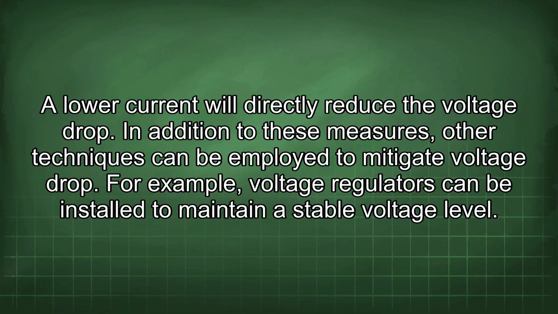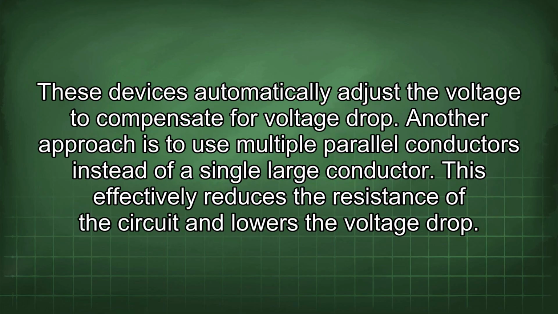In addition to these measures, other techniques can be employed to mitigate voltage drop. For example, voltage regulators can be installed to maintain a stable voltage level. These devices automatically adjust the voltage to compensate for voltage drop. Another approach is to use multiple parallel conductors instead of a single large conductor. This effectively reduces the resistance of the circuit and lowers the voltage drop.